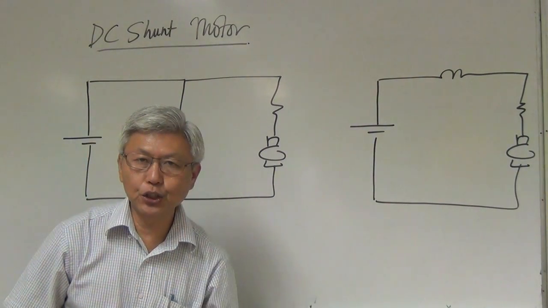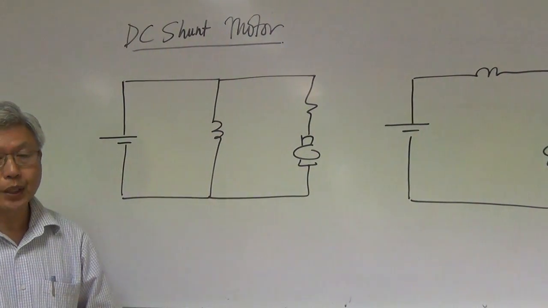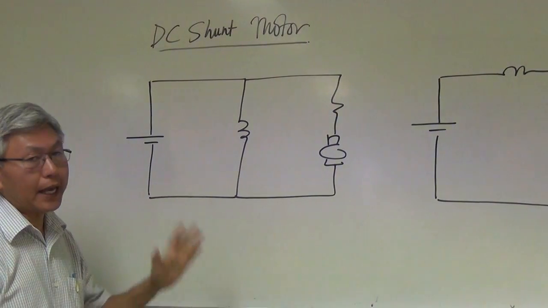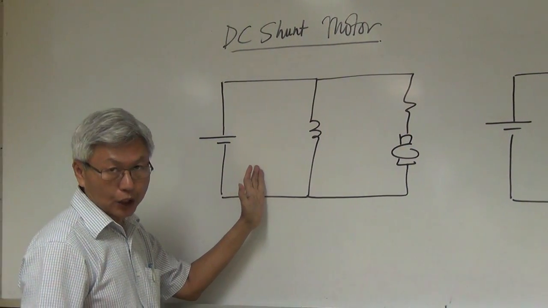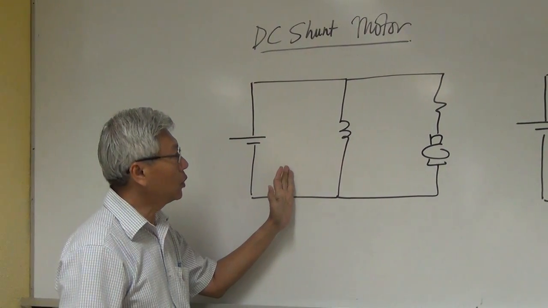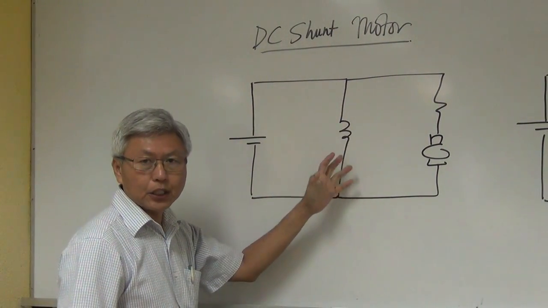Okay, let's now continue with our topic 1 on motor. Now, DC motors, there are actually 3 of them that we want to learn. The first one is called shunt motor. Shunt motor. Now, how do you recognize it as a shunt motor?